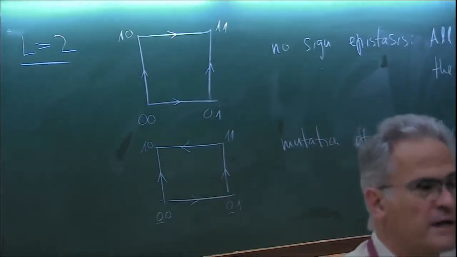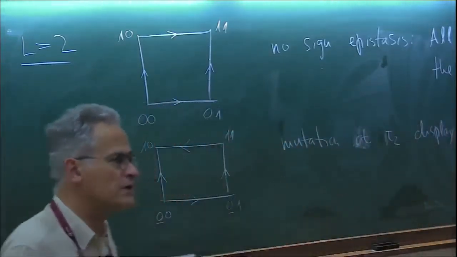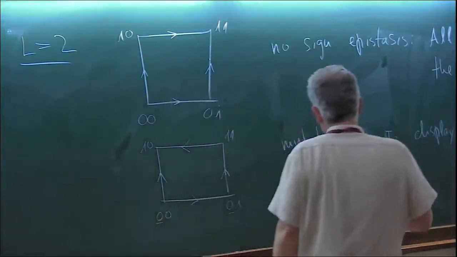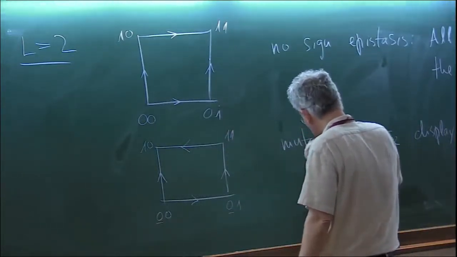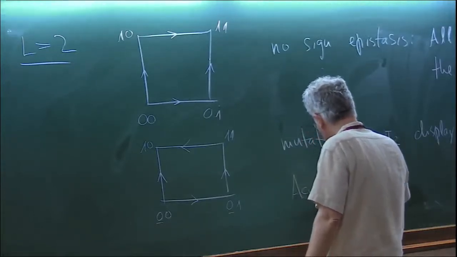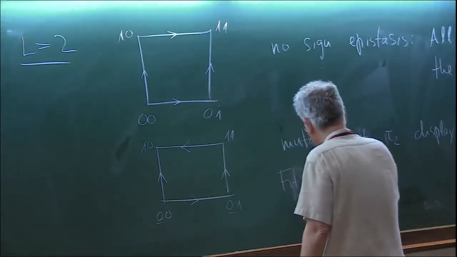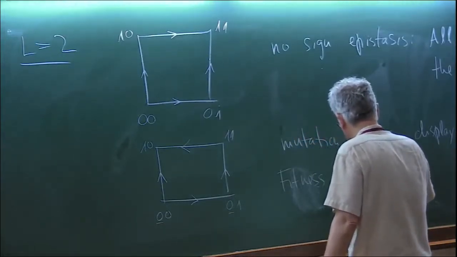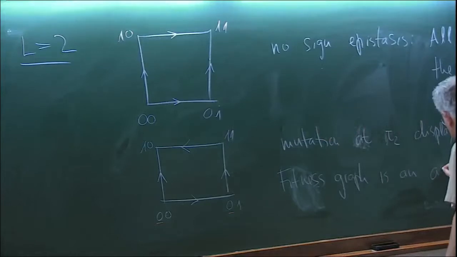Right, because there's a function, right? It's basically, I mean, if you will, sort of the gradient field of a function, right? So the gradient field of a function is irrotational. So in the same sense, this defines an acyclic fitness graph. Let me write it down here. So fitness graph is an acyclic orientation of the hypercube.